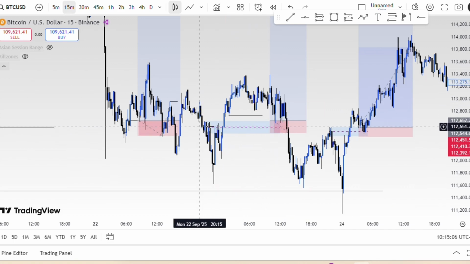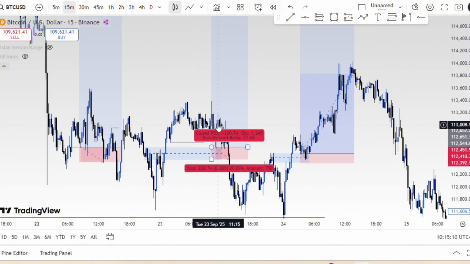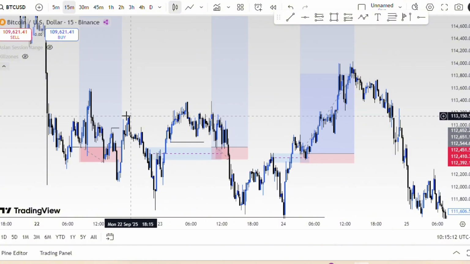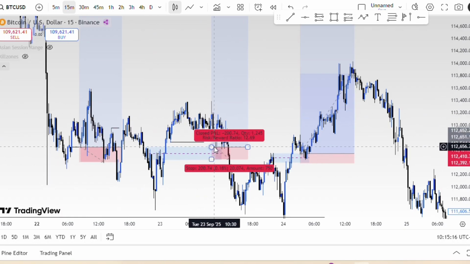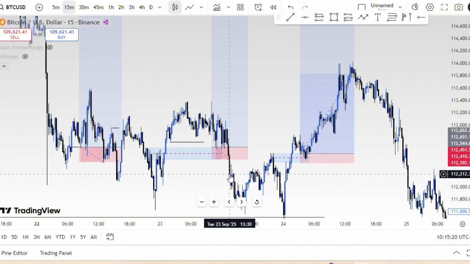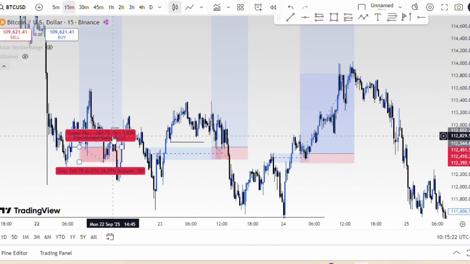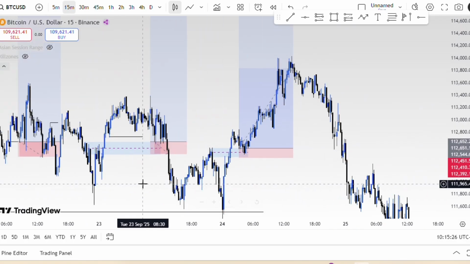And I also spotted my other breaker block. Then I took my breaker block entry, and the market reacted from the breaker block, which was the second day. So I posted these 2 trades on my Telegram channel, right? And it was so painful that we went into some profit, and suddenly the market manipulates to our stop loss.